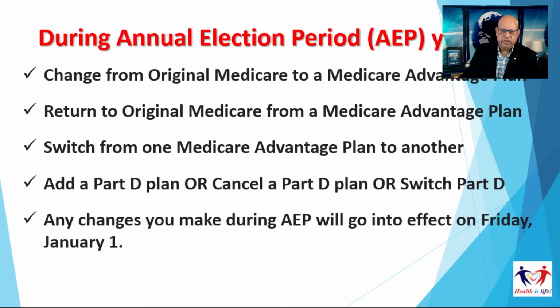The changes that we can do during this annual election period include changing from original Medicare to a Medicare Advantage plan, returning to original Medicare from a Medicare Advantage plan, switching from one Medicare Advantage plan to another one, and adding or canceling Part D. All these changes take effect on January 1st.